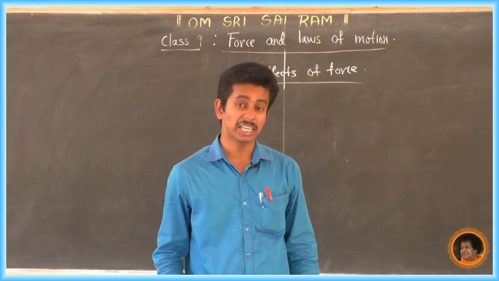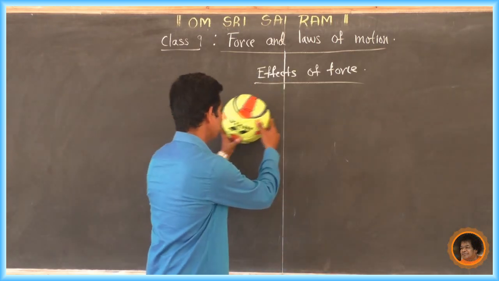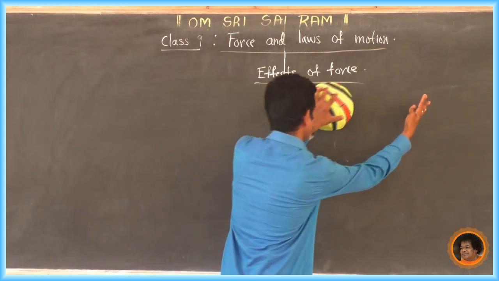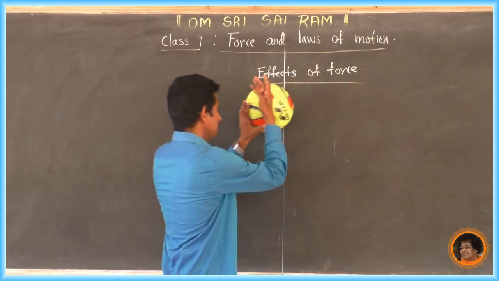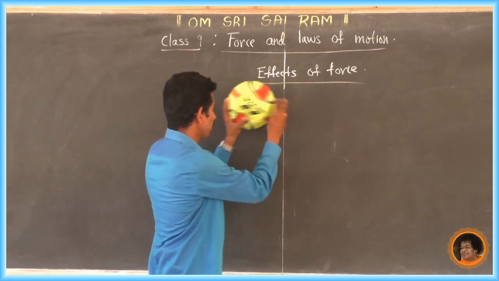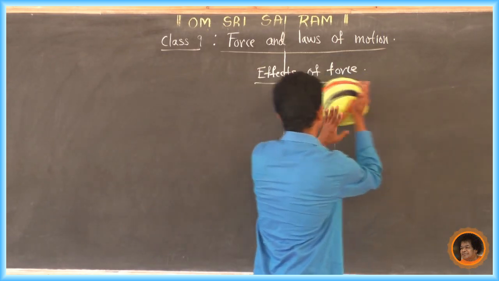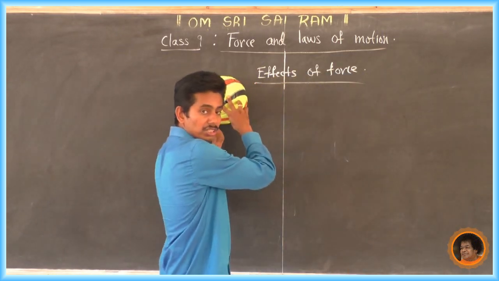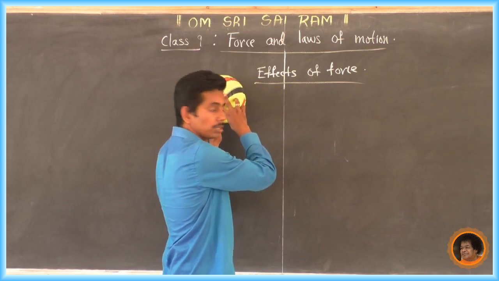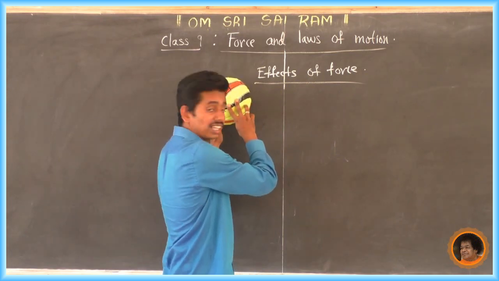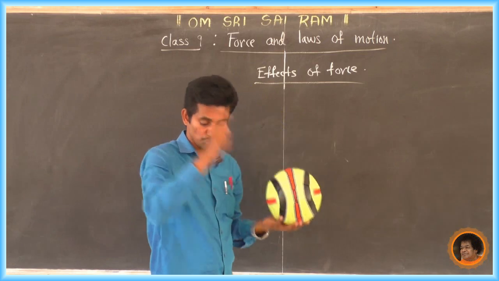Then it changes the direction. If a body is moving in one direction and a force is applied opposite to this, it changes the direction. Now the body is moving in this direction. If force is applied opposite to this, the body changes its direction to another position. So this is because of force. So force, what are the effects?